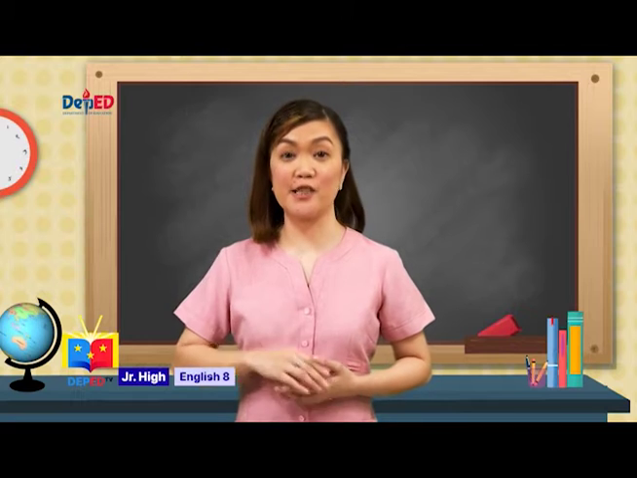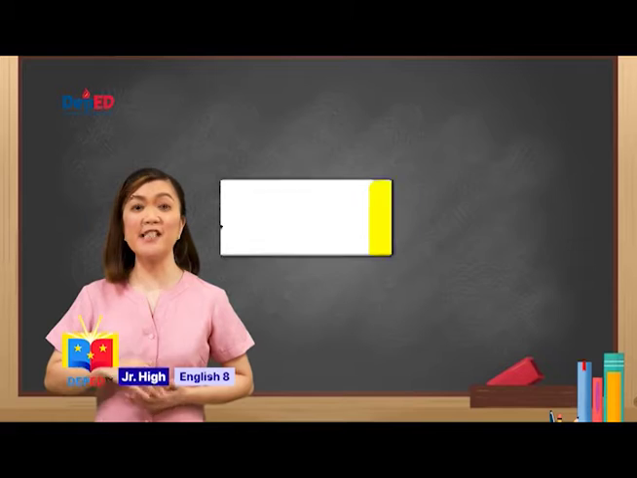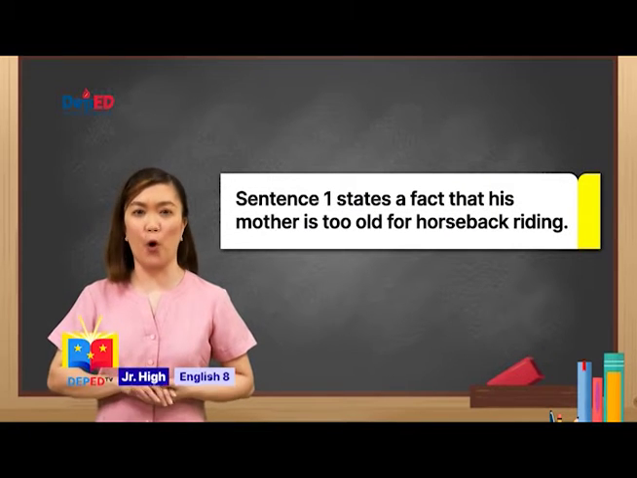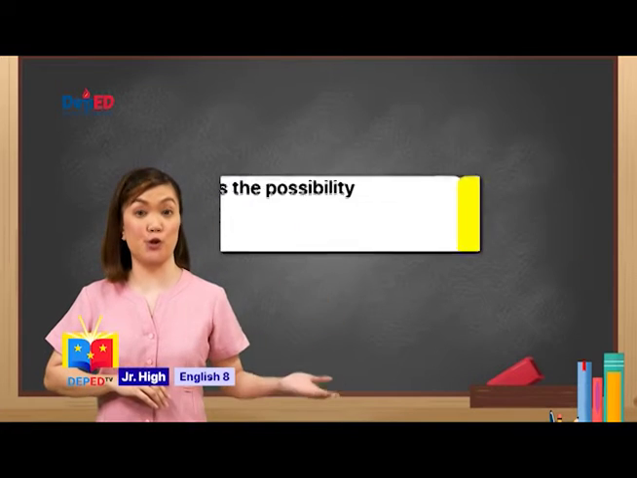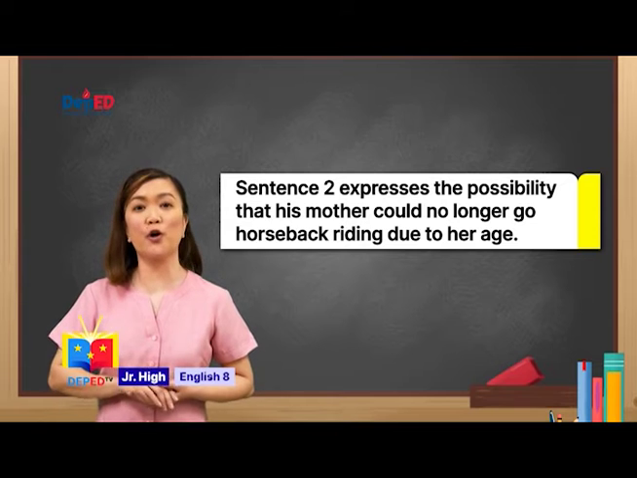Obviously, sentences 1 and 2 have different meanings. Sentence 1 states the fact that his mother is too old for horseback riding. Sentence 2 expresses the possibility that his mother could no longer go horseback riding due to her age. The presence of the word might in sentence 2 makes the meaning different. The word might is an example of a modal expression that functions as an auxiliary or a helping verb.